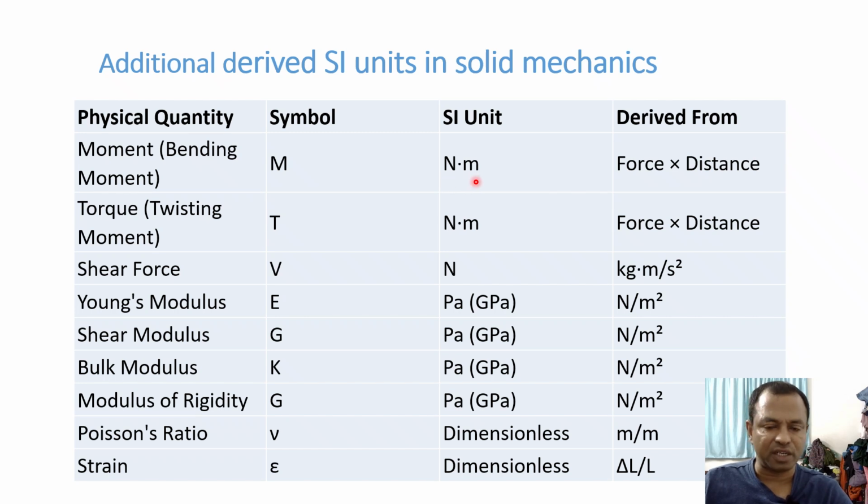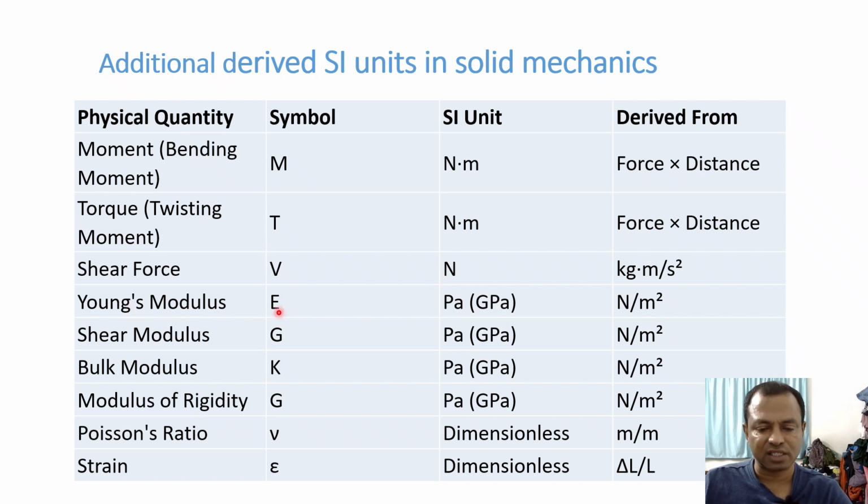Work's unit is Newton meter, and moment's unit is also Newton meter, but we don't say joule. Torque, or twisting moment, is also derived from force into distance, so the same unit, Newton meter. We will say 10 Newton meter or 100 Newton meter, like that. Then shear force, since it is a force, has the same unit as force. Capital N is the symbol used, kilogram meter per second square, that is Newton.